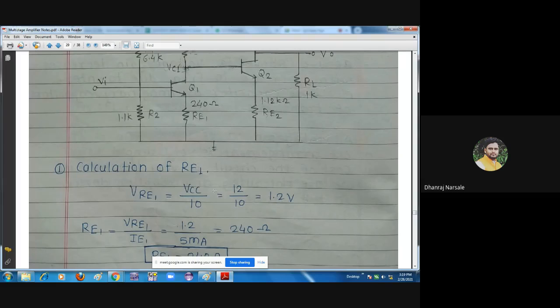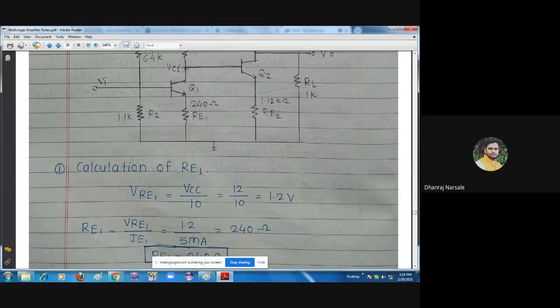What is meant by VCC? VCC is a biasing voltage, and here VRE1 is the voltage drop across the RE1, and it is 1/10 of VCC. So by putting the value of VCC, they have given the value of VCC is equal to 12 volt. So 12 volt divided by 10, the value of VRE1 is equal to 1.2 volt.